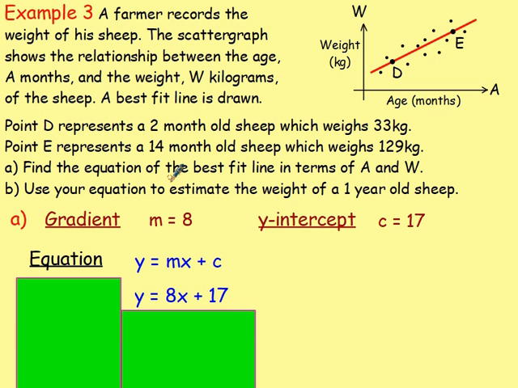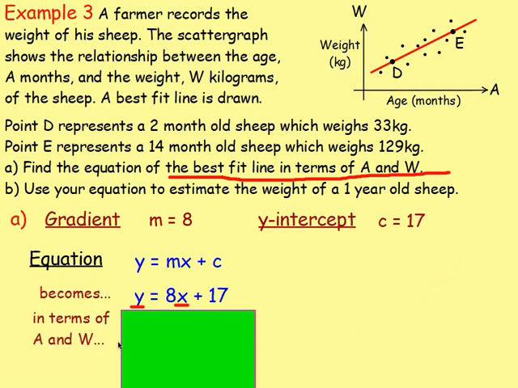It's asking us for the equation to be in terms of a and w, so it's not wanting x and y, it wants a and w. A for age in months and w for weight in kilograms. So we need to swap the x and the y with a and w, but which is which? Is it going to be a equals 8w add 17, or will it be w equals 8a add 17? Oh, we don't know. So how do we find out?